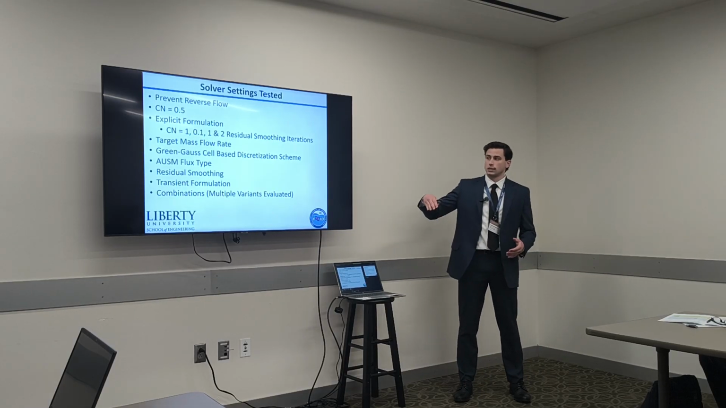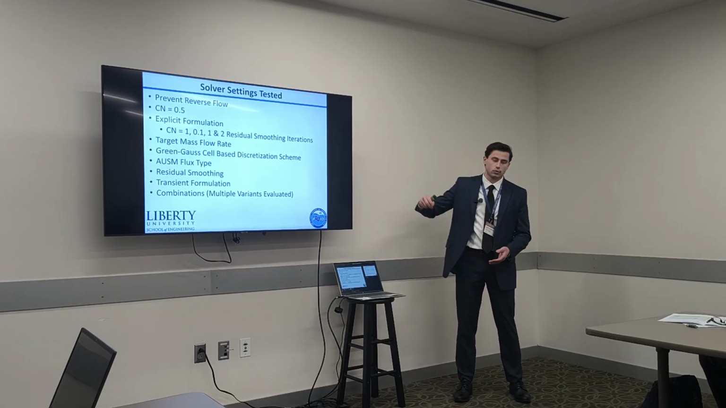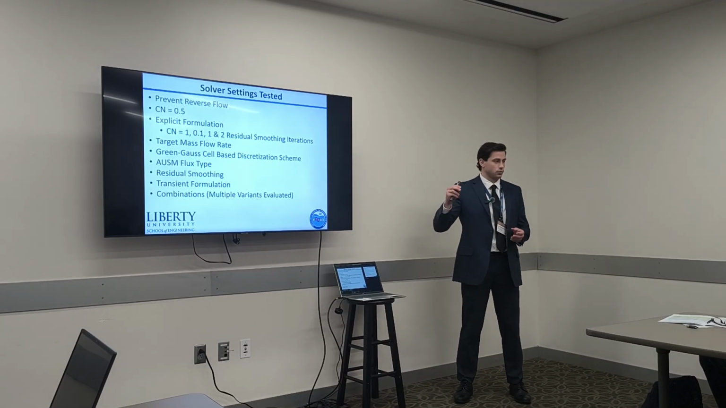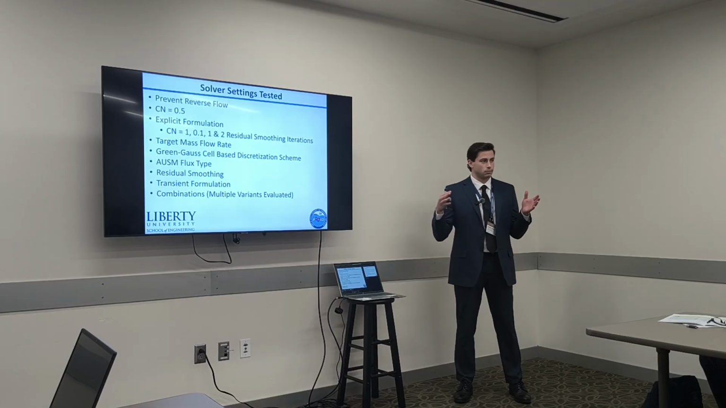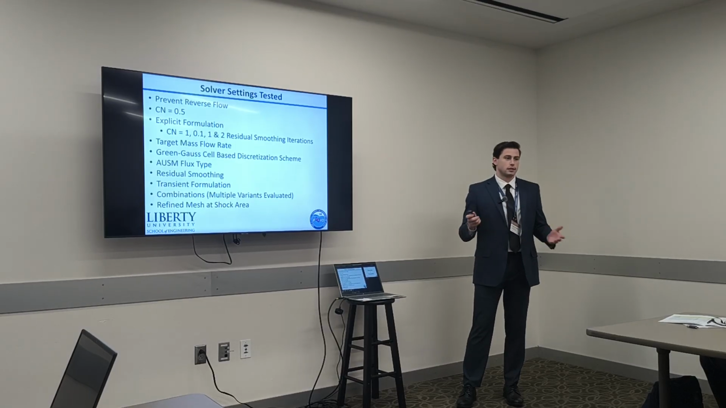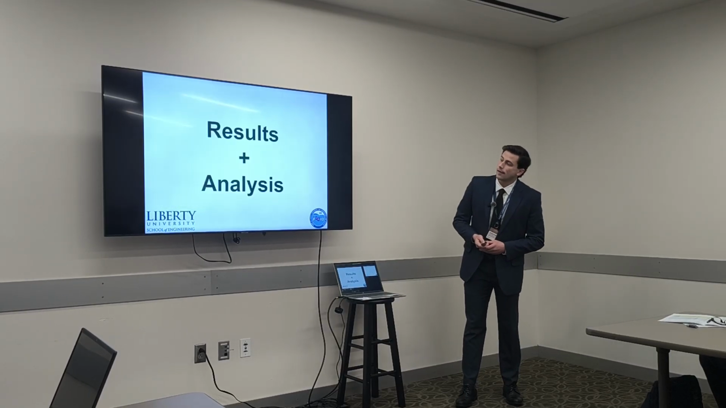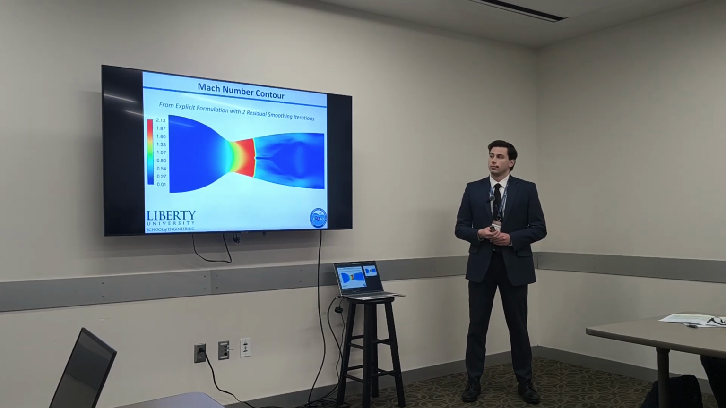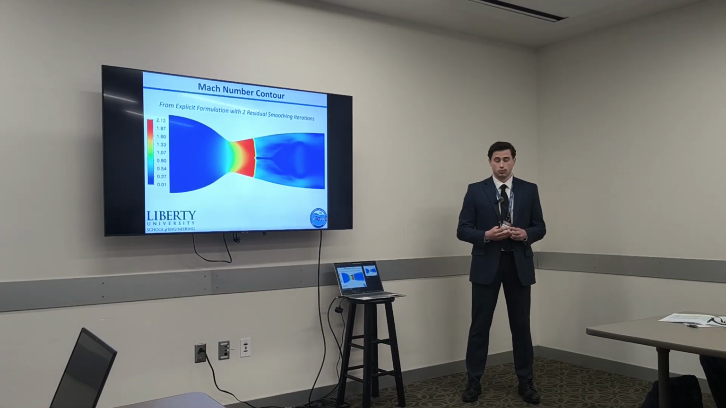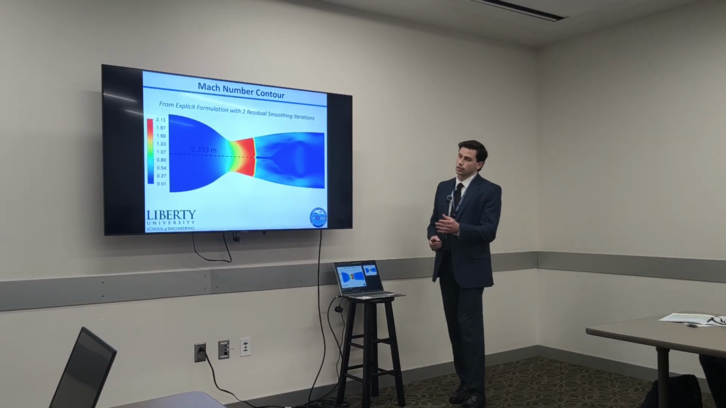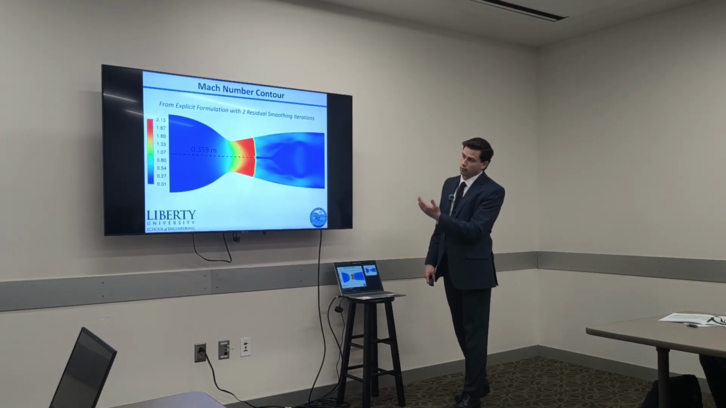Combinations, that's just, for all of these other models we were changing one parameter and seeing what would happen. And then combinations was taking the most successful ones and putting them together and seeing, oh, can we make them be accurate together? And then we also refined the mesh at the shock area to see if that would increase our accuracy. So getting into our results, this is an example of a Mach number contour that we got using that mesh that we showed you. This is with explicit formulation and 2 residual smoothing iterations. So you can see that the axial shock location from the inlet is 0.359 meters.